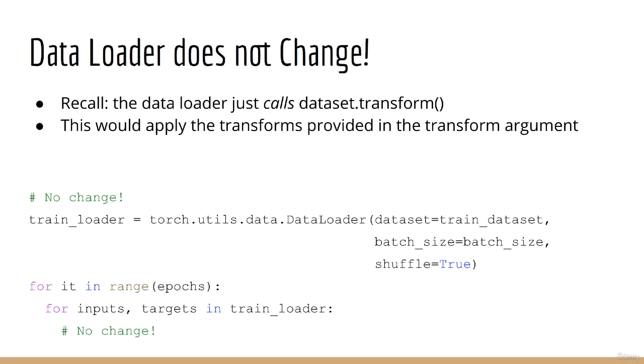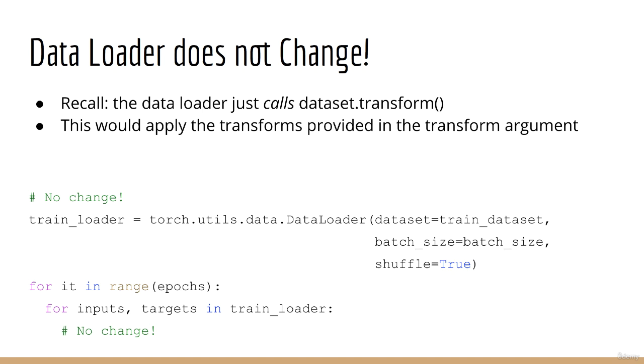Now, because all of the data augmentation transformations are specified in the data function itself, that means everything that happens after that does not need to change. Specifically, consider what the data loader would look like. Exactly the same as before. All the instructions for transforming the data belong to the dataset object itself, not the data loader. If you recall, the only thing that the data loader does is call the transform function on the dataset.